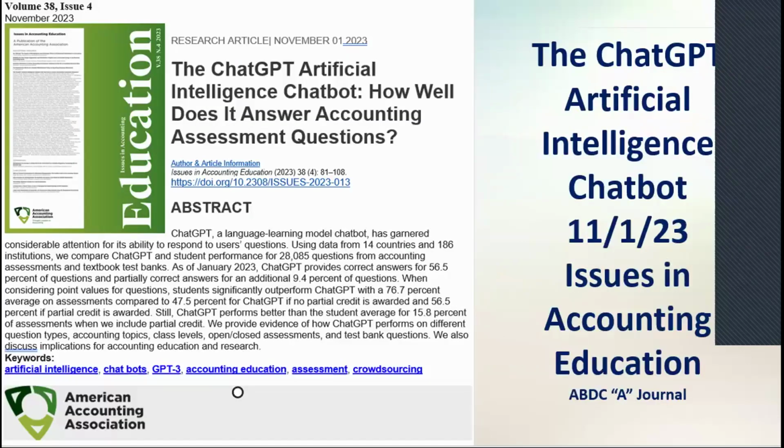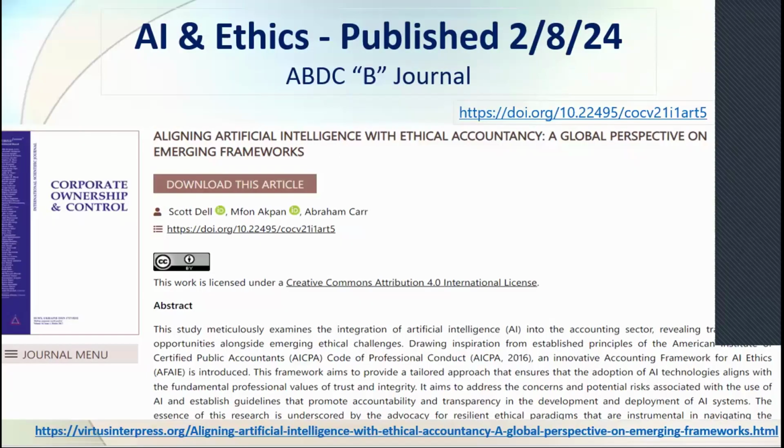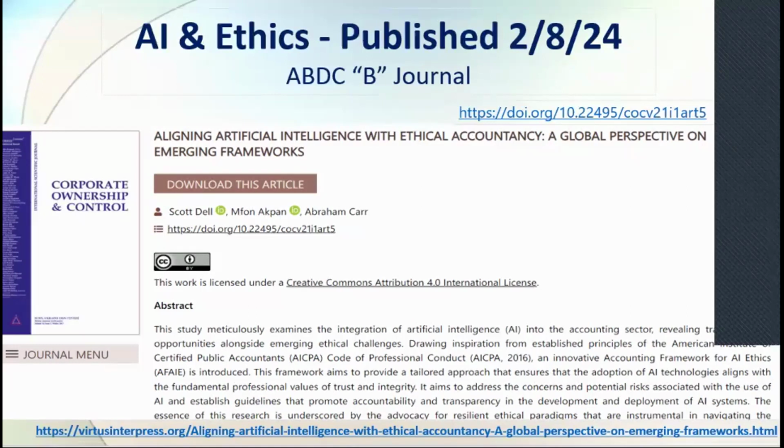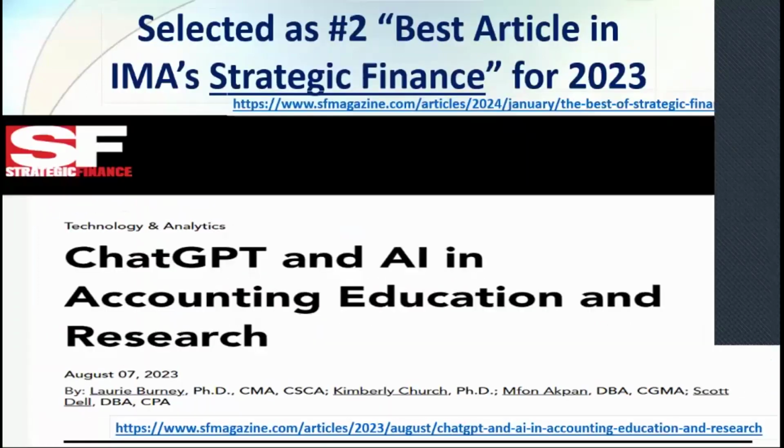I had a couple articles here. I mentioned I've been published in A, B, and C journals. How well does it answer accounting assessment questions? AI and ethics. Ethics is a big issue, not just copyright ethics, but ethical biases that go with AI. We'll talk more about that.